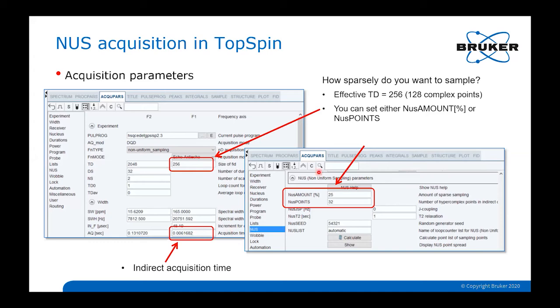If we then scroll down in the acquisition parameters to these NUS parameters, we get both the NUS percentage and the NUS points. So we can set either of these. Again, the NUS points are the complex or the hypercomplex points, meaning it's the real plus imaginary for a 2D experiment, or it's the real plus imaginary in both dimensions for a 3D experiment, and so forth.